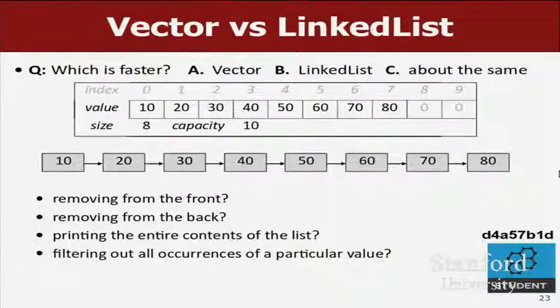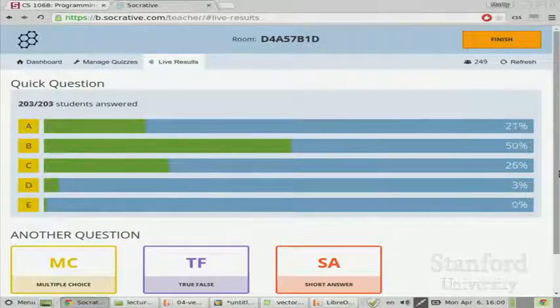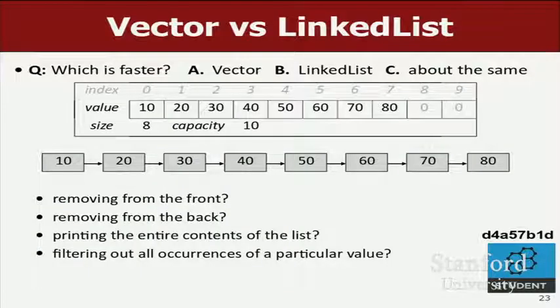OK, let's see what you think. Votes are coming in about the same. So B is getting more votes. So removing from the front of a vector, you have to shift everybody to the left to fill that. Removing from the front means everybody needs to shift over. So that's slow for a vector. For a linked list, that's pretty fast. So the answer for that one is probably B.